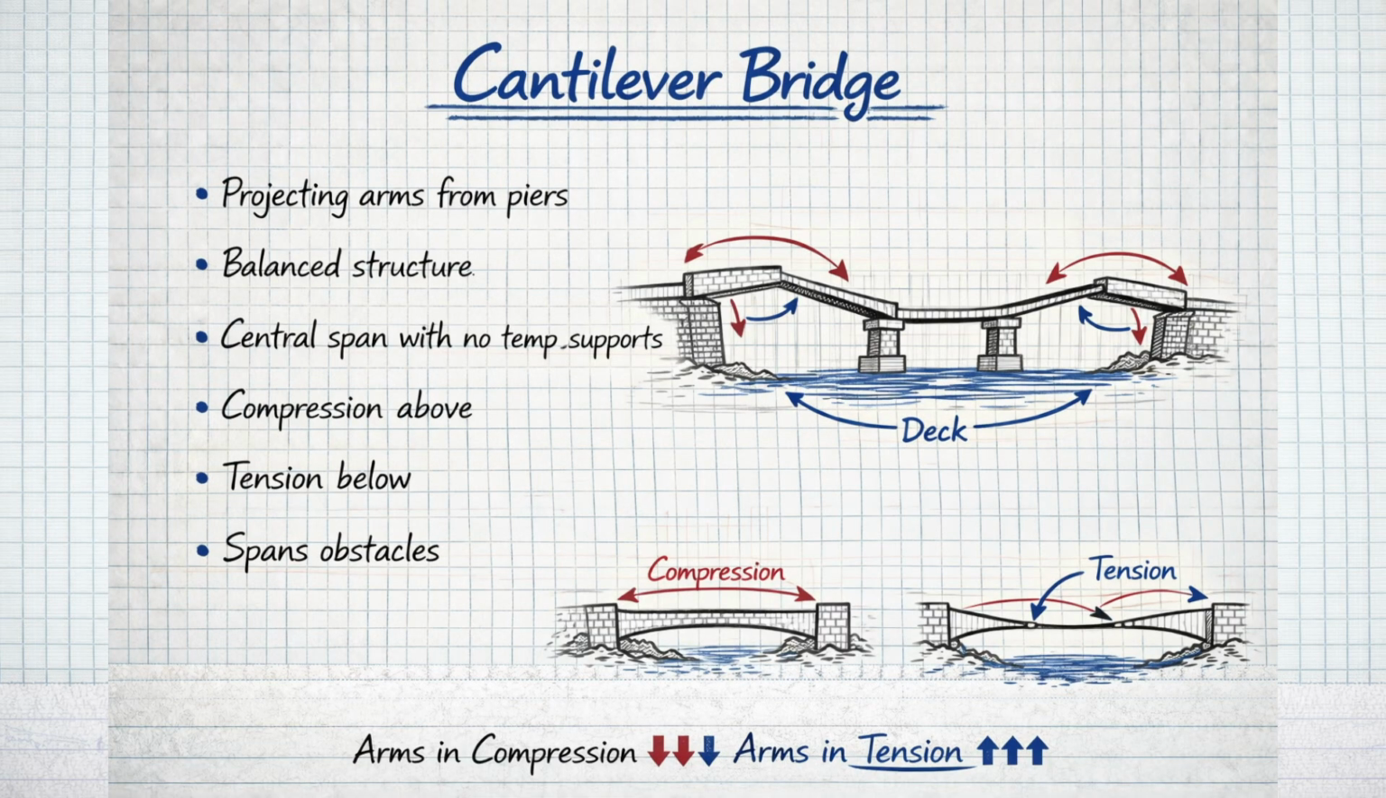6. Cantilever bridge. A cantilever bridge is constructed using projecting arms that extend outward from piers without support at their free ends. A central span connects the two cantilever arms. Under load, the top experiences compression and the bottom tension. This design is useful for spanning obstacles without scaffolding below.